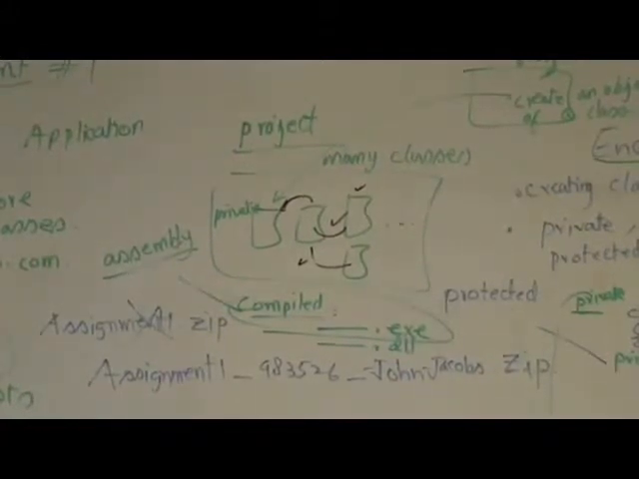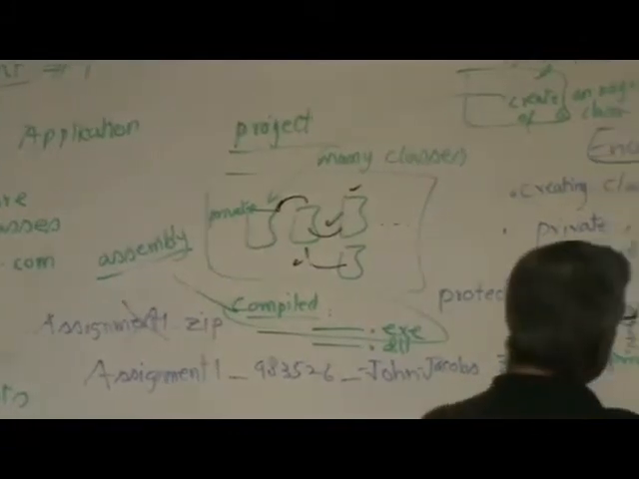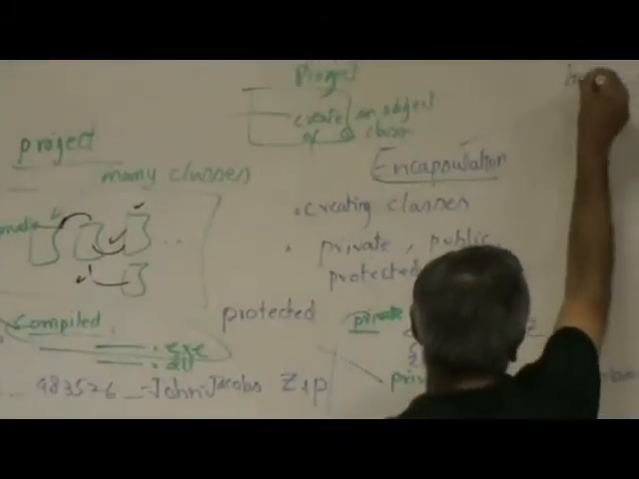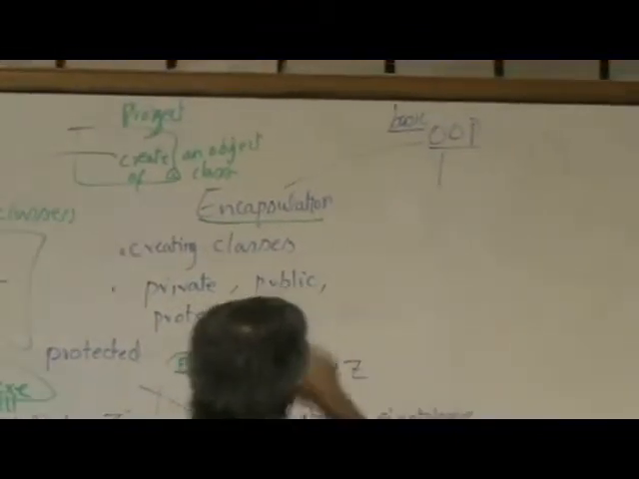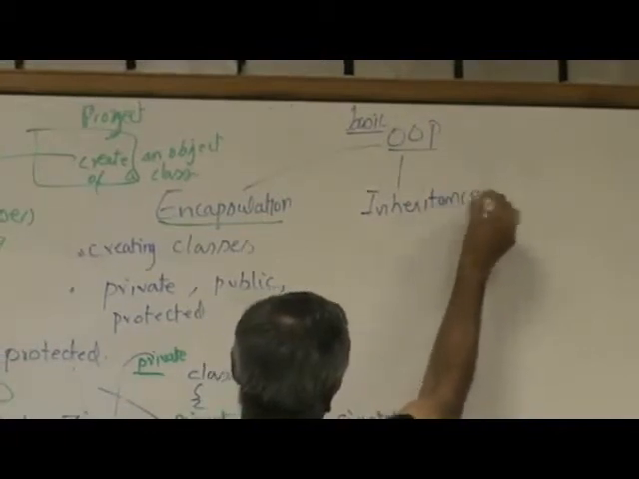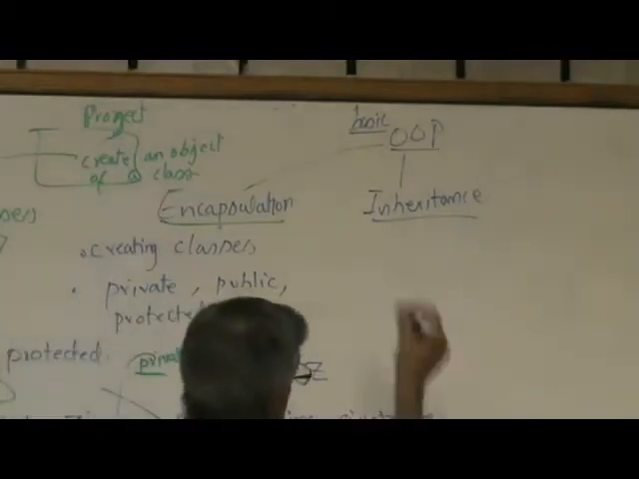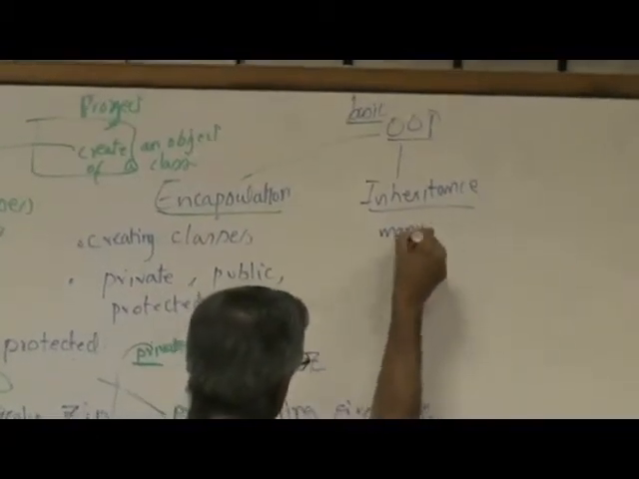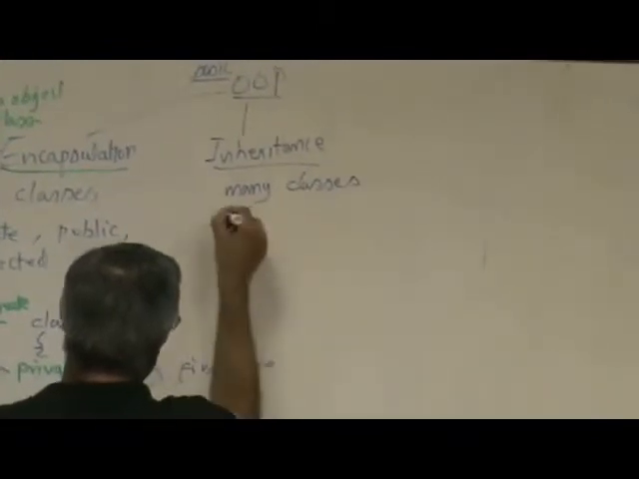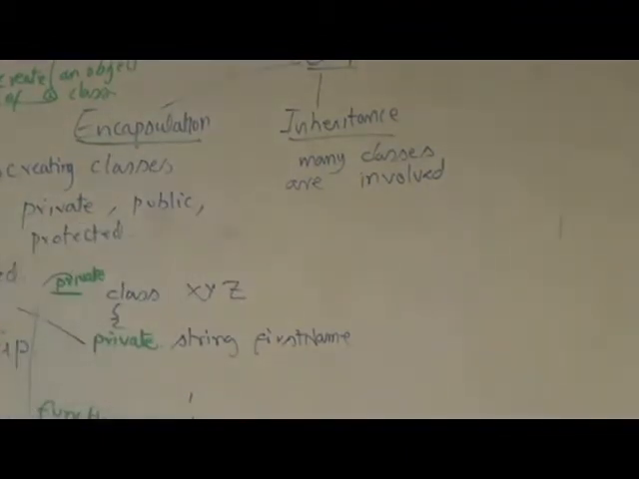So now let's go to the second concept in basic object-oriented programming. That's what we are reviewing right now. The next concept was inheritance. As you guys saw from the last example, inheritance only makes sense when many classes are involved. If you created a project with a single class, then obviously there's no inheritance.